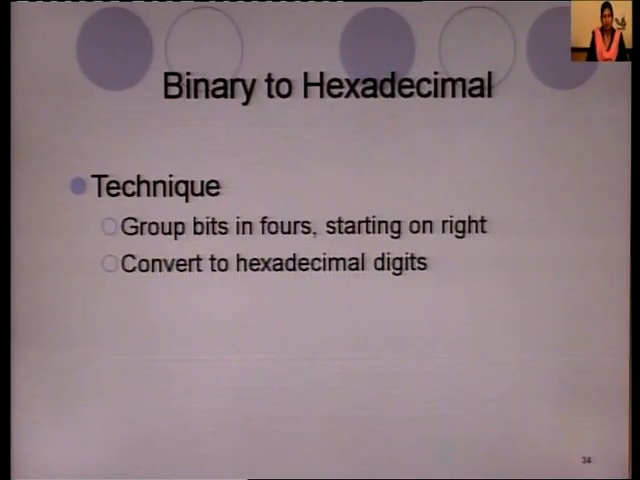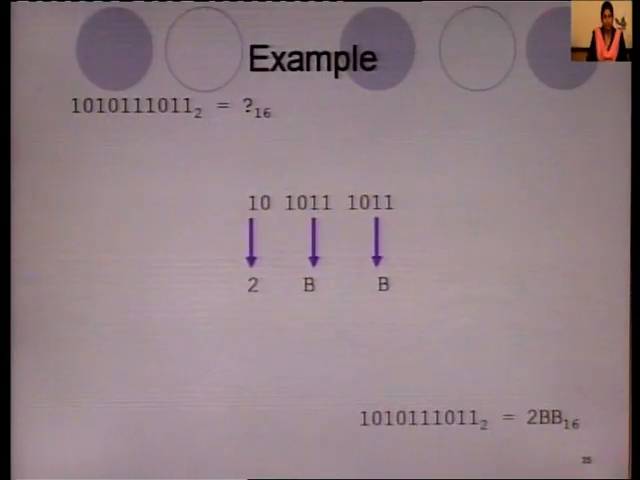Next conversion is binary to hexadecimal conversion. The technique for this conversion is to group bits into fours starting from the right. As hexadecimal has base 16, 2 raised to the power 4 is equal to 16. So we will group the bits into 4 bits and then convert to hexadecimal digits. For example, we have the given value 1010111011 having base 2, that is binary, and we have to convert it into hexadecimal, that is base 16.